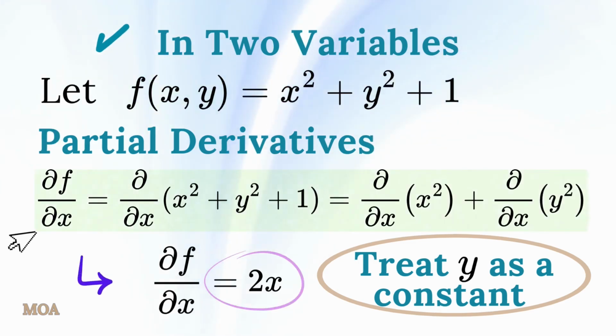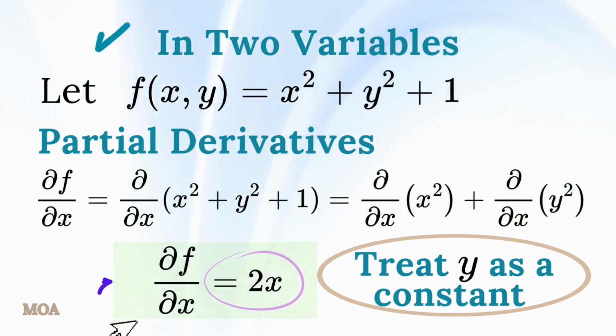To find the partial derivative with respect to x, we hold y constant. Differentiating term by term with respect to x, x squared gives 2x, y squared, considered constant, gives 0, and the derivative of the constant one is 0. Therefore, the partial derivative of f with respect to x equals 2x.